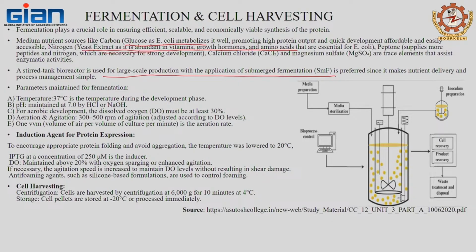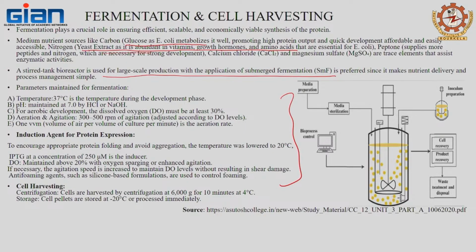So the parameters considered for fermentation are 37 degrees Celsius and a pH of 7. It's kept near neutral, some 6.5 to 7, but I mentioned 7 since it's most favorable. For aerobic development, the DO, dissolved oxygen saturation concentration, is kept at around 30%, and aeration and agitation, according to our model, is kept around 300 to 500 RPM and 1 VVM, or volume of air per volume of medium per minute aeration rate.